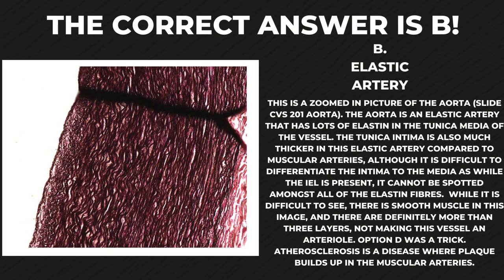Although it's difficult to differentiate the intima from the media, as while the IEL is present, it cannot be spotted amongst all of the elastin fibers. There is also smooth muscle in this image, and there are definitely more than 3 layers, not making this vessel an arteriole. Option D was a trick. Atherosclerosis is a disease where plaque builds up in the muscular arteries.